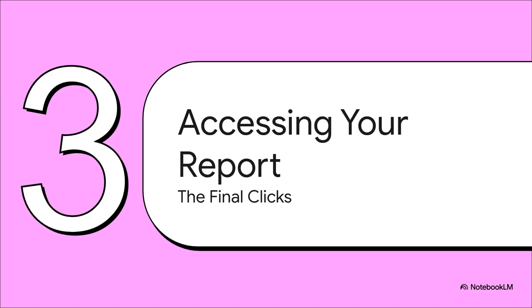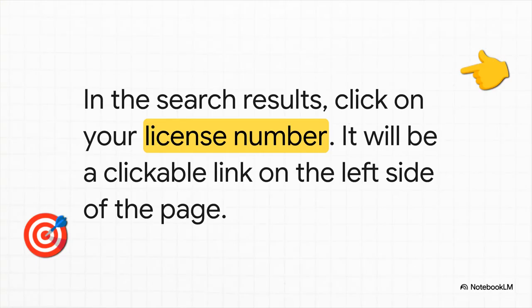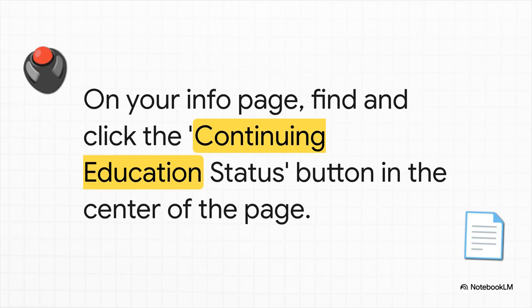We are so close. Now for the good stuff, getting into your actual continuing education report. When you see the search results, you'll see your name, and right next to it, over on the left side, your license number will be a blue link you can click on. That's what you're aiming for. Go ahead and click right on that number. That click takes you to your personal license information page. You should see your full name right up at the top. Just scan down the middle of the page for a button that says Continuing Education Status. That's the one. Click it, and you are in.